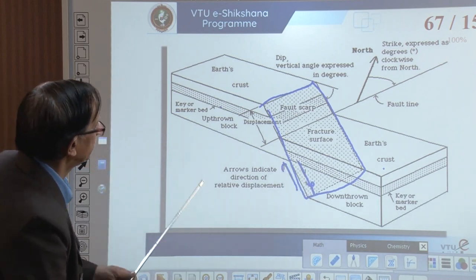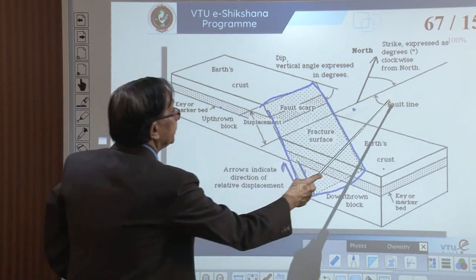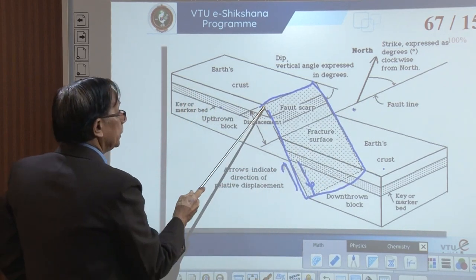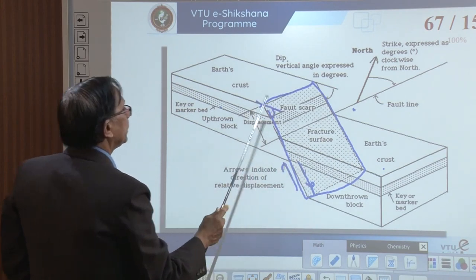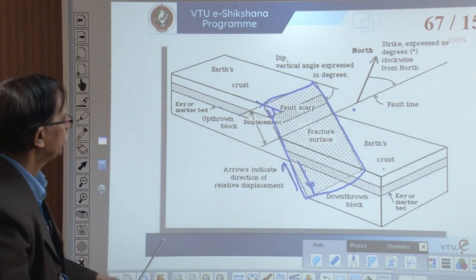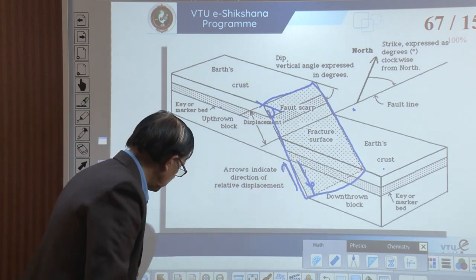These are the same things. This is the fault plane, and this is the line. This is a plane and a line, and this is the angle of inclination of the plane. Just now we have defined the same thing, and we have shown it here in three dimensions.